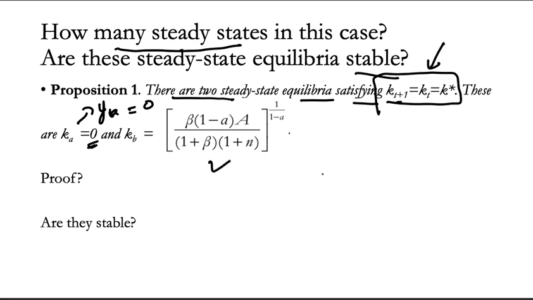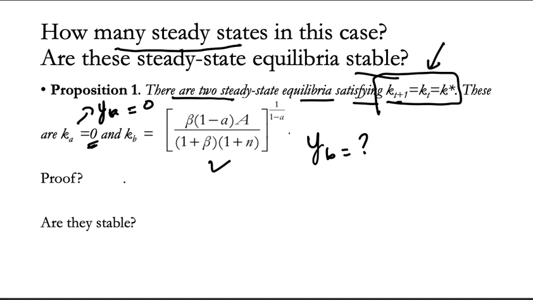Now, if K_B is given by this, what is Y_B? Can you find it? Now, how do we prove that these two are the equilibria?